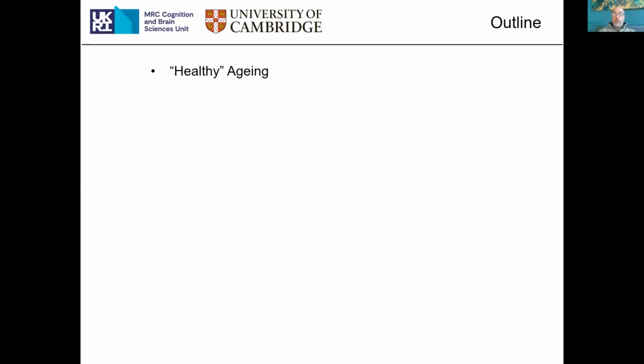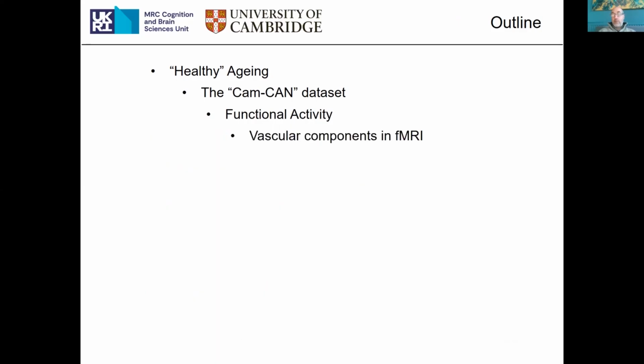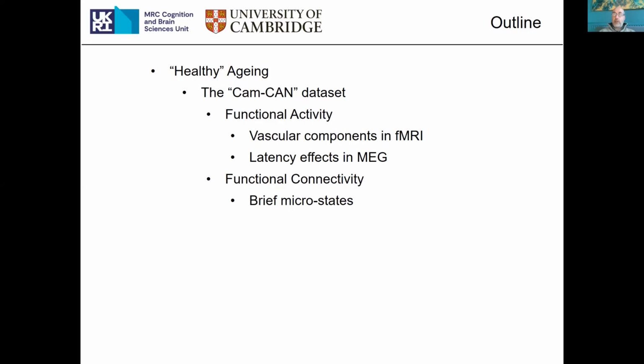Right, so today I'll start with healthy aging and introduce you to the CamCAN dataset. I'll talk about the effects of age on functional activity, and demonstrate what I said earlier, that there is an important vascular component to fMRI, and then talk about small latency changes in evoked responses recorded with MEG that would be invisible to fMRI. I'll then turn to functional connectivity, talk about brief microstates that last a few hundred milliseconds, measured with hidden Markov models of MEG data, and talk about a property of networks called functional segregation, which is believed to be important for cognition and to change in aging.